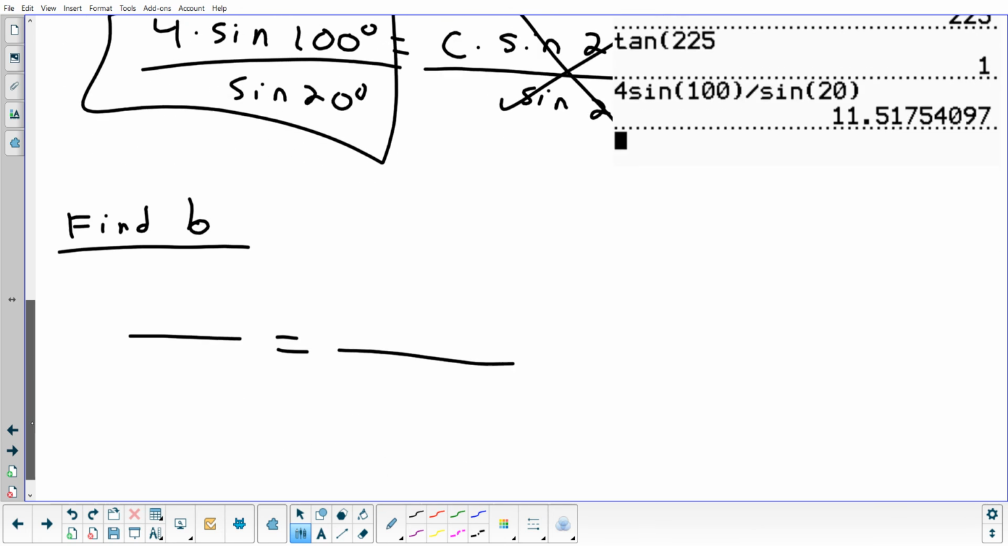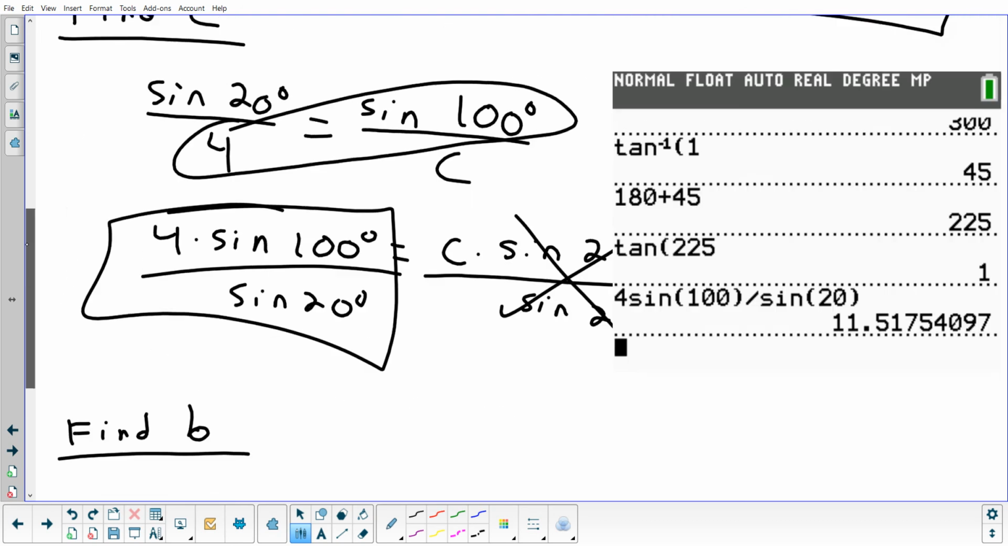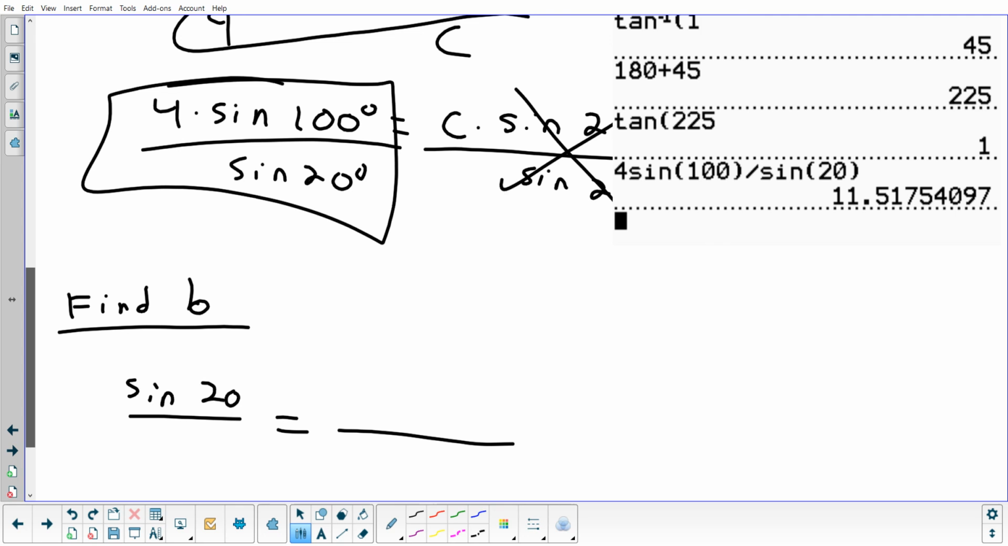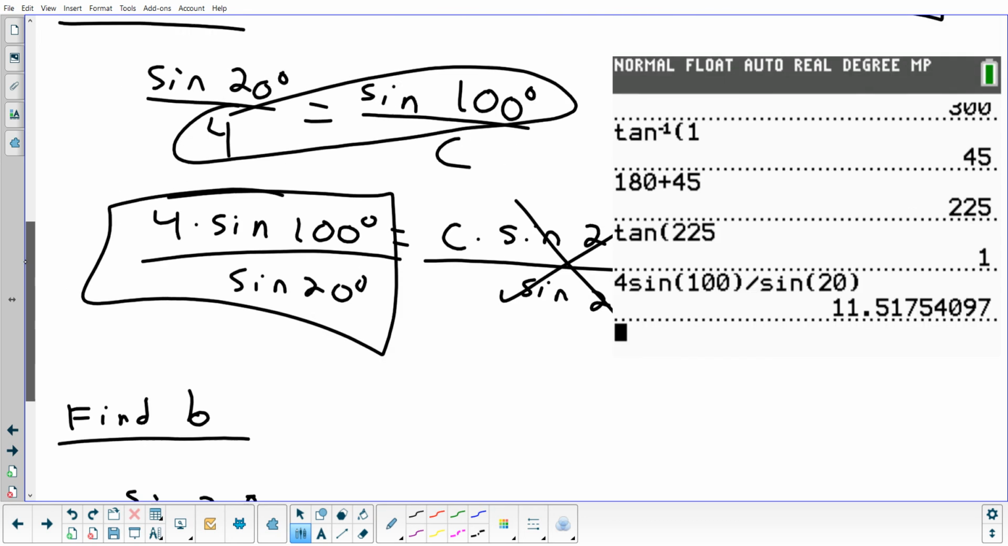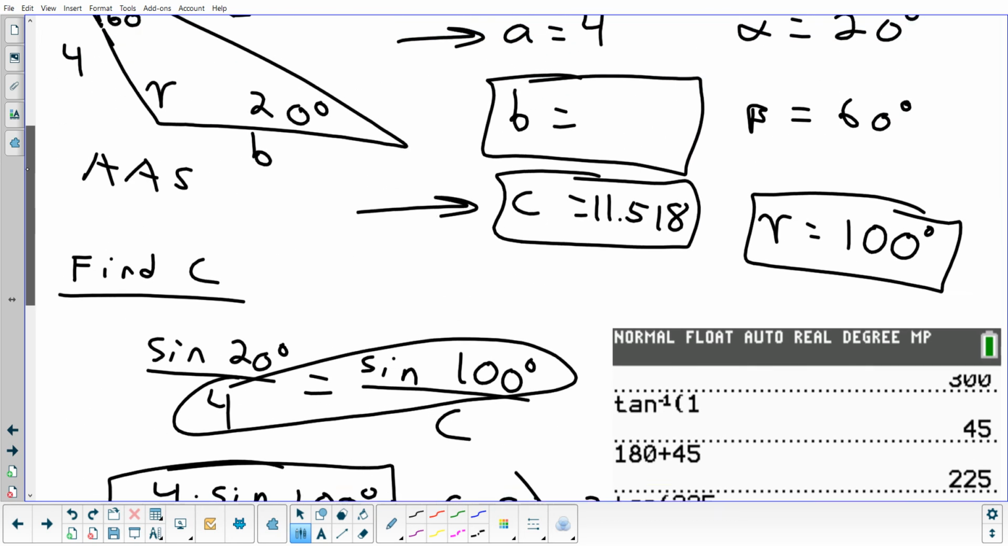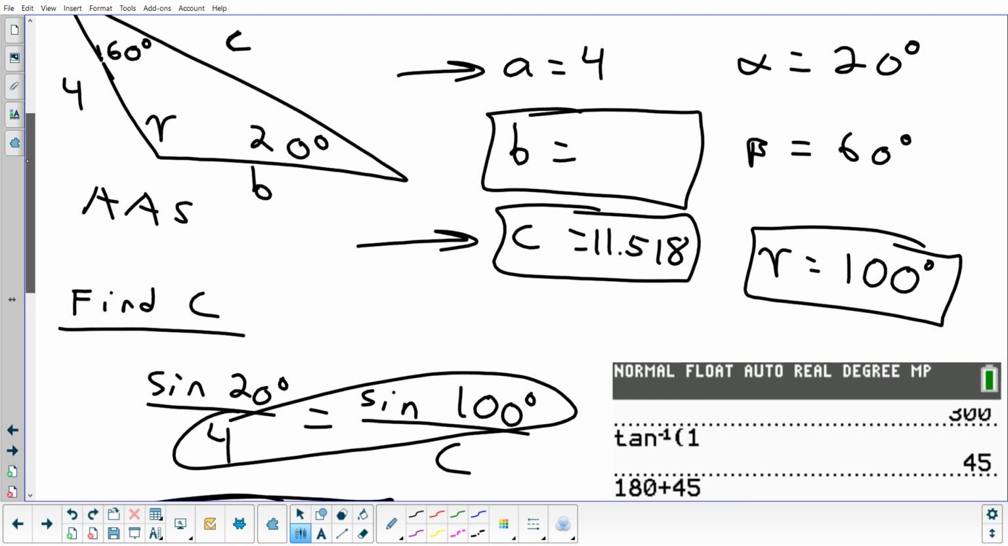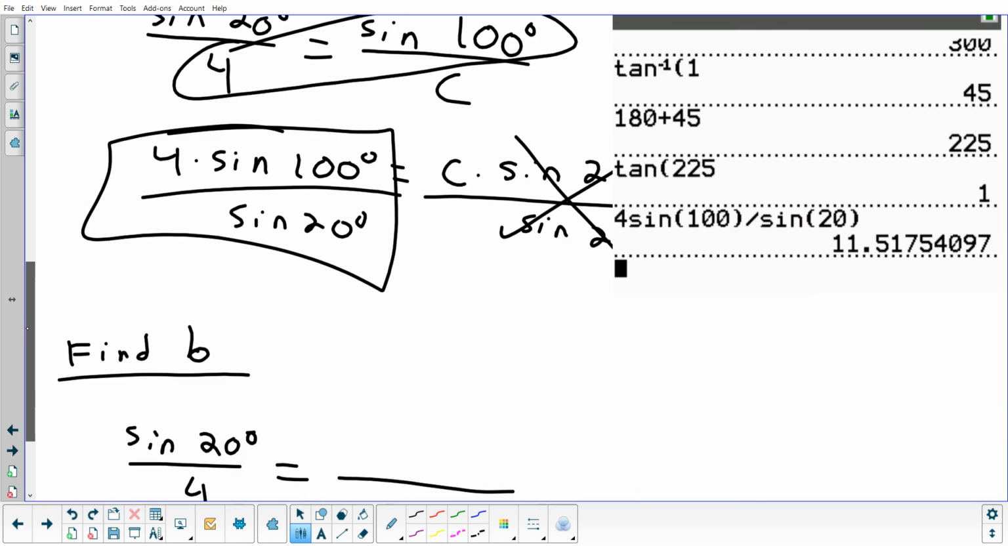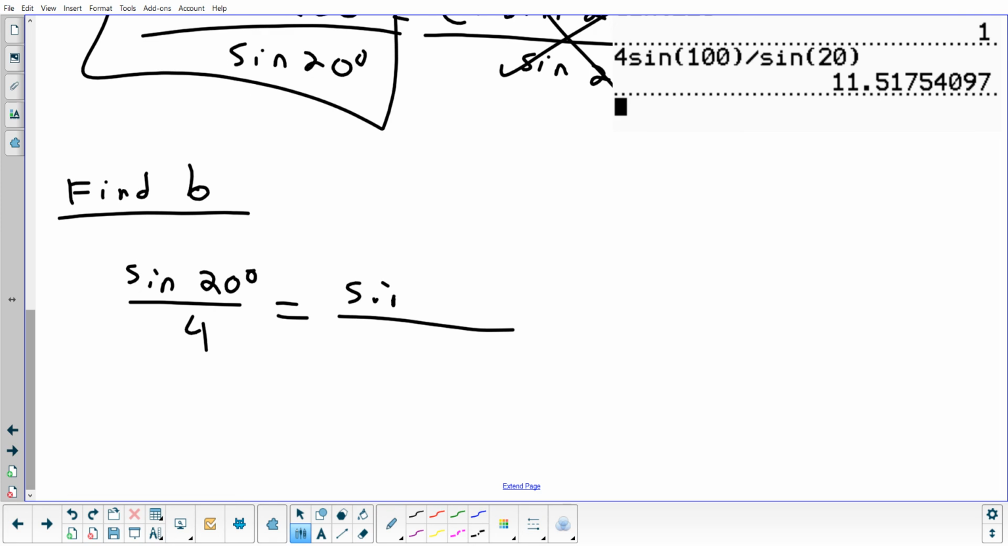So we're going to do sine of 20 over 4 equals. And can someone tell me what's going to go on the other side to find B? Sarah? Sine of 60 over B. Yep, sine 60 over B.